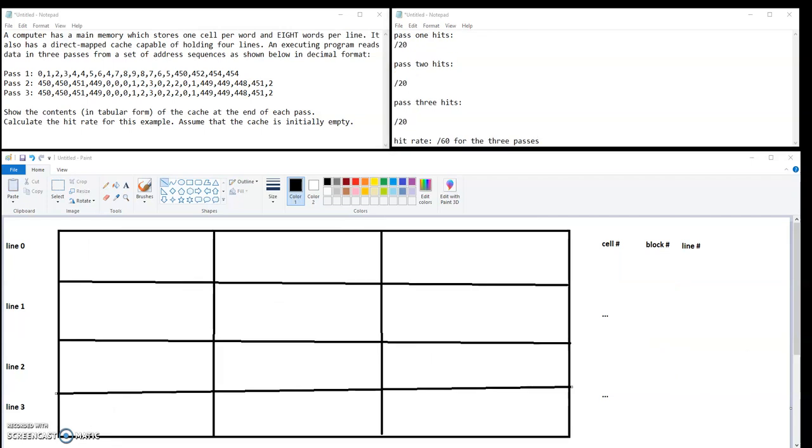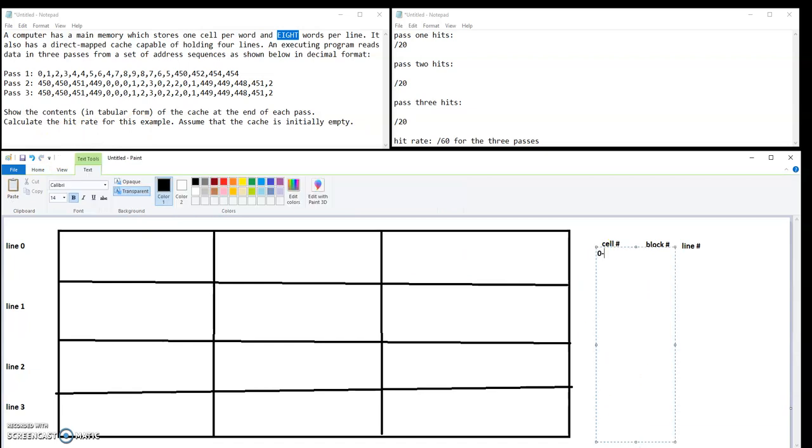Okay, we're going to try a few variations on this question. The first variation is this. I changed it to 8 words per line. Nothing else changed. Just 8 words. So, if we look over here, I had to erase these tables, and let's figure out the cells involved in our little program are going to be 0 to 7.